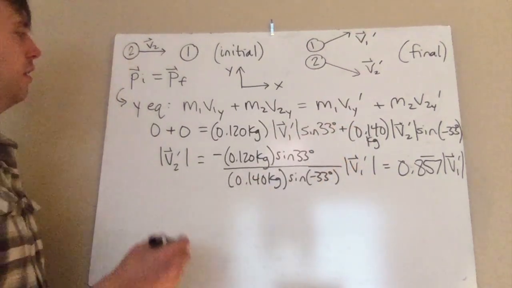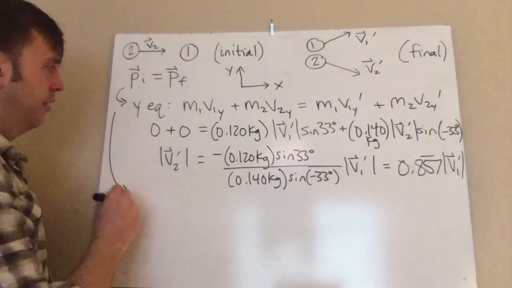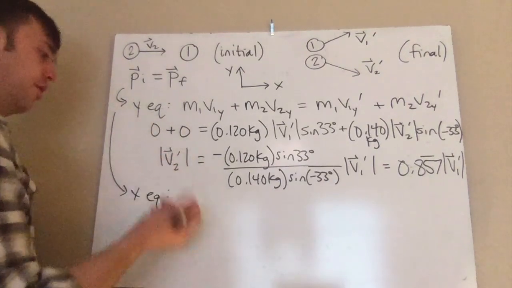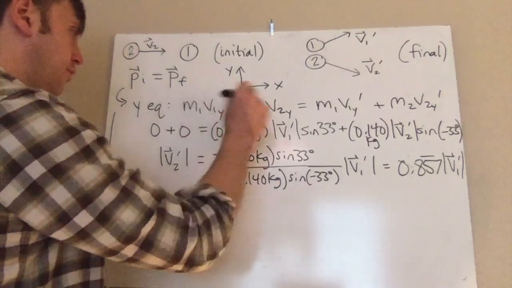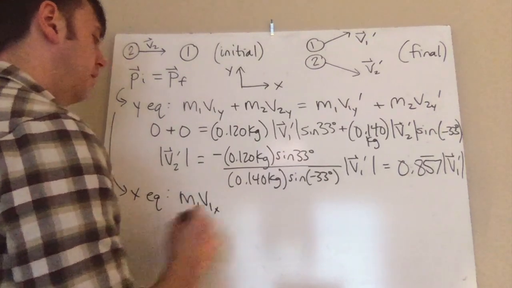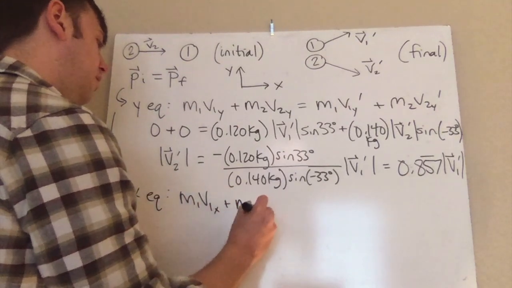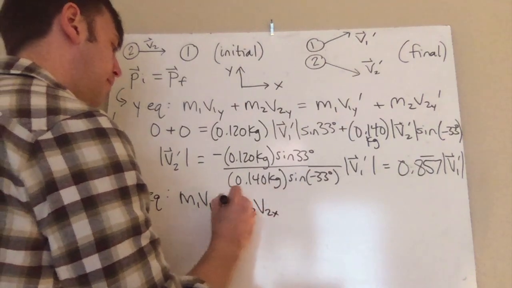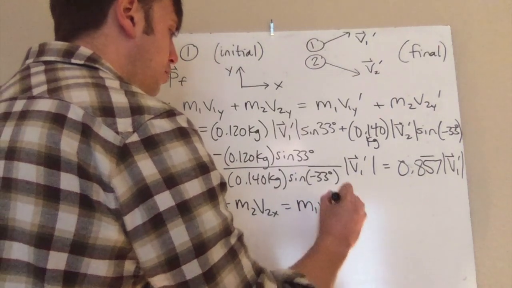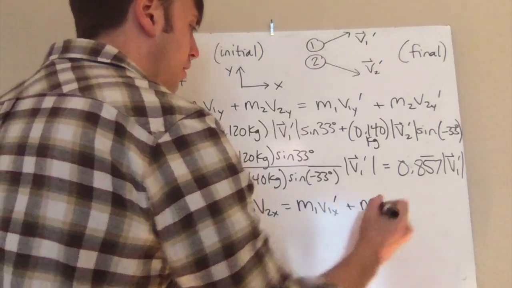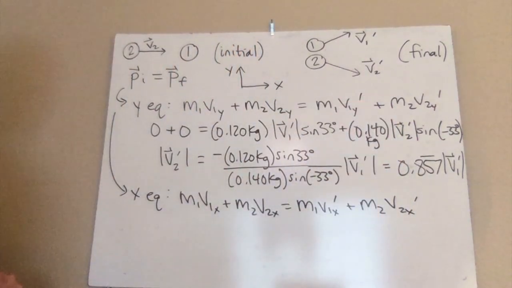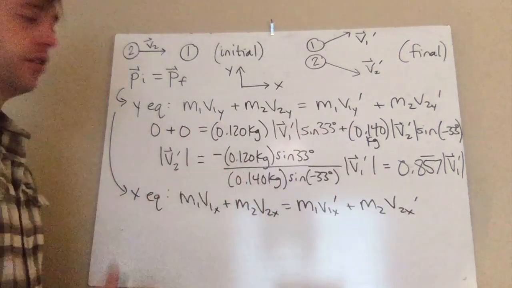Okay? So now let's write down an x equation for conservation of momentum. What does this look like? Well, drawing from what we worked out over here, it would be m1 times v1x plus m2 times v2x equals m1 v1x prime plus m2 v2x prime. Okay, so now let's put in what we know into this equation.